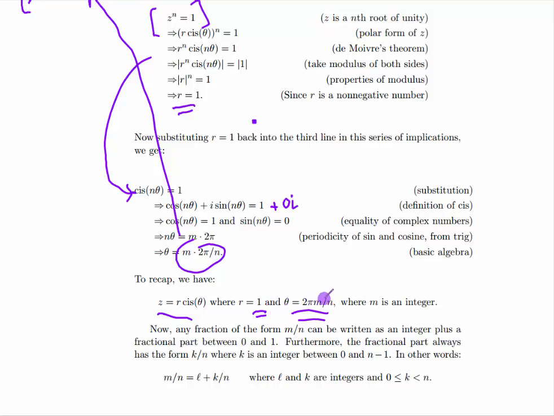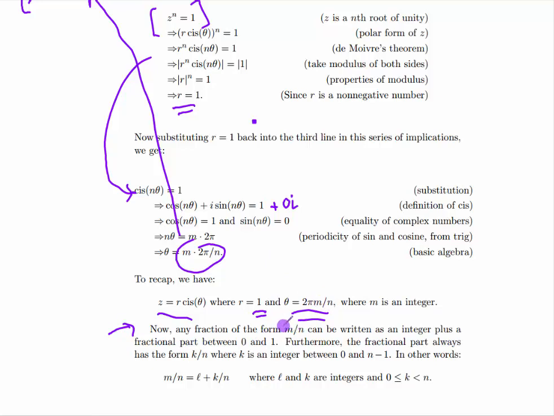The point is that you know that an angle can be expressed in multiple ways. If I take an angle and add 2 pi, then I'll get the same angle. If I add 4 pi, I get the same angle. So what I want to do is show that these angles can reduce to angles where I have 2 pi k over n, where k must be between 0 and n minus 1. So that's the argument here. Theta equals 2 pi m over n.